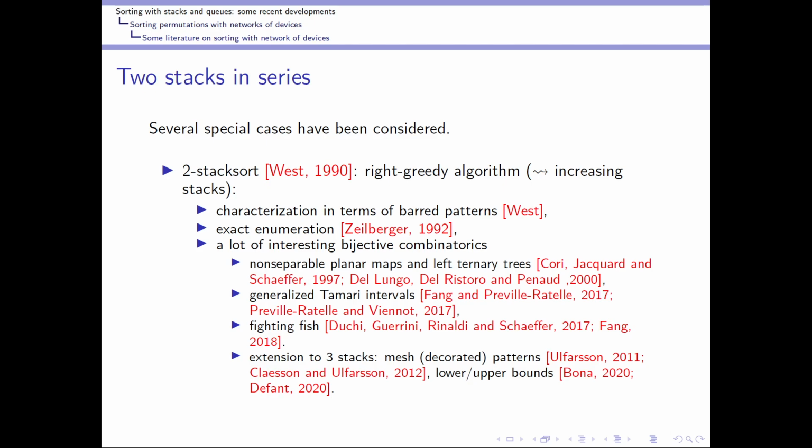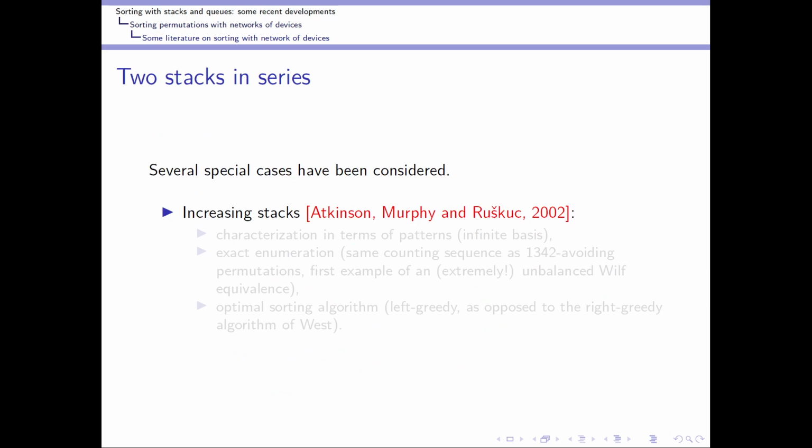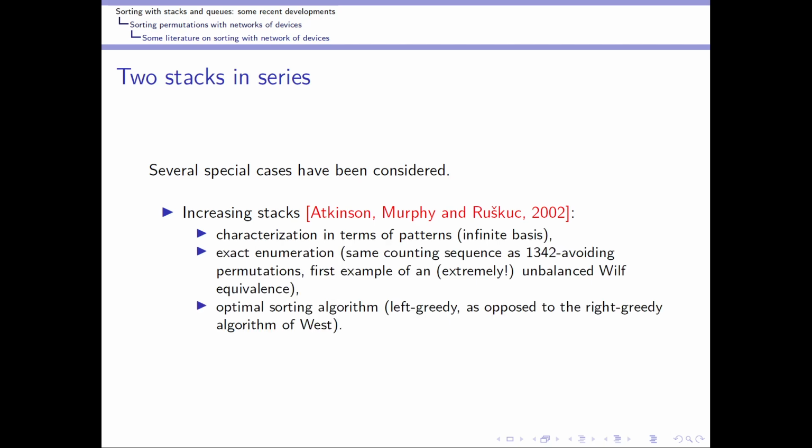Ulfarson. A generalization of the case considered by West is to have, again, two increasing stacks in series, but this time without fixing a specific algorithm. This case was considered and completely solved by Atkinson, Murphy, and Ruškuc, and there are also some funny results in this case. For instance, sortable permutations are a class with infinite basis, but they are counted by a sequence which also counts permutations avoiding a single pattern of length 4.